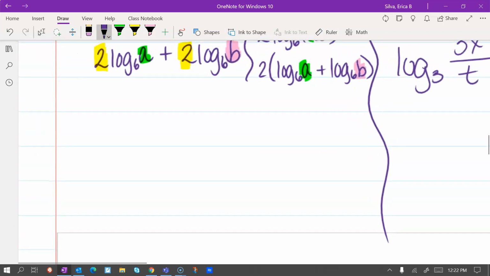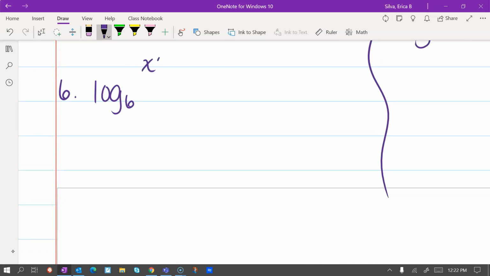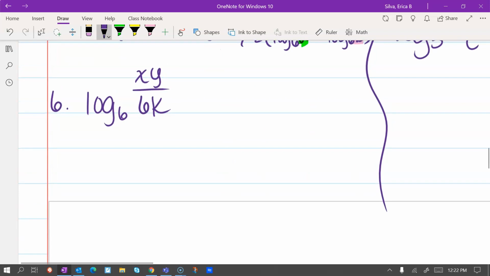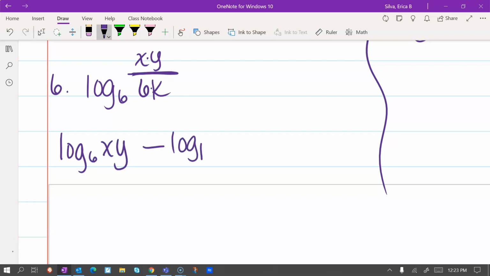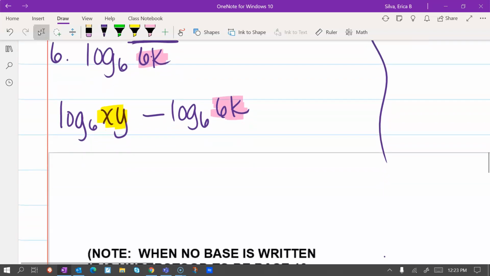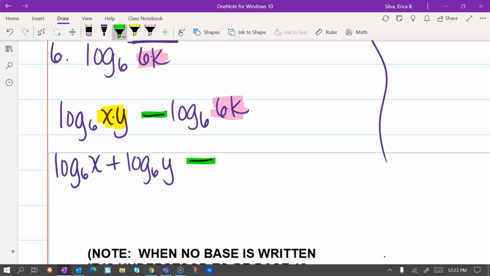Okay, let's try another one. Log base 6 of xz divided by 6k. Now this one has 2 different steps. Notice how it has the division, and then we're going to use the multiplication one. So first I'm going to separate it by minus log base 6 of 6k. Here's my xz, and here's my 6k. And again, it's not expanded completely because we still have log base 6 of x plus log base 6 of z. Bring down that minus sign, and we do the same thing to the right side. Log base 6 of 6 plus log base 6 of k.